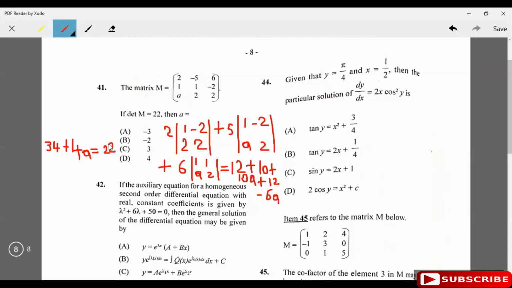So 4a equals 22 minus 34, which is negative 12. So a equals negative 3. Yeah, a equals negative 3. So number 41 is A then.